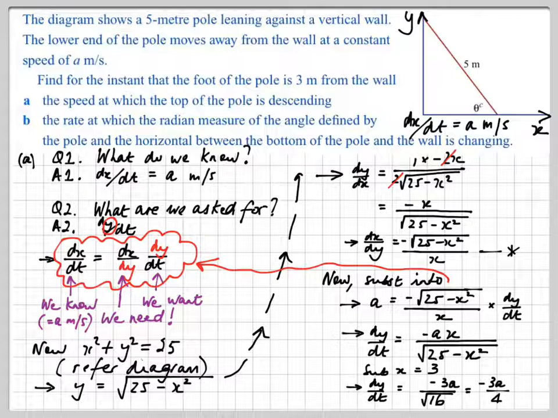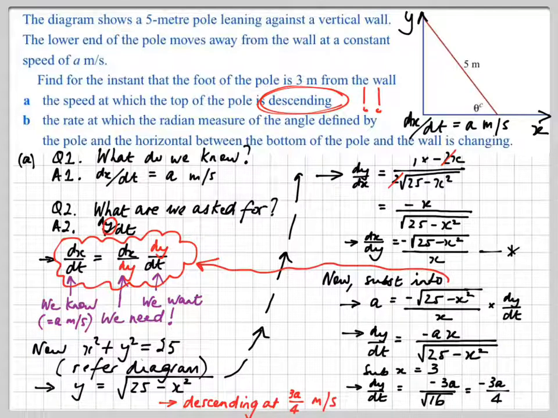It says the speed at which the top of the pole is... not changing, it says descending. Descending. So there's an implied minus in that word. You see? So you have to say, therefore, it is descending at 3a on 4 metres per second. Not minus, but it is going down at 3a on 4 metres per second. Now they're likely to hit you with that in an exam, so just be jolly careful, please.